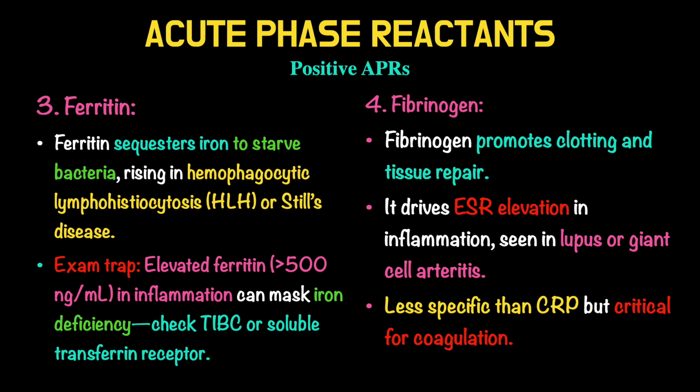And the fourth one is fibrinogen. Fibrinogen promotes clotting and tissue repair. It drives erythrocyte sedimentation rate elevation in inflammation, seen in lupus or giant cell arteritis. This is less specific than CRP but critical for coagulation, that is our healing process.